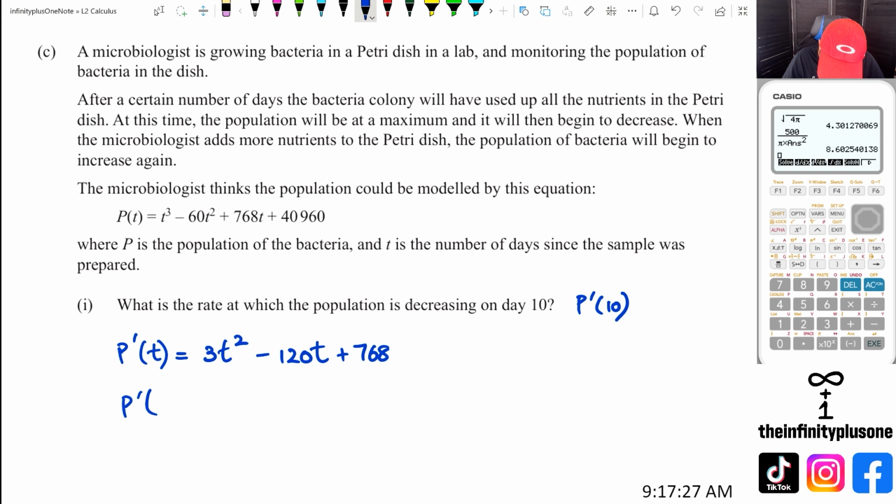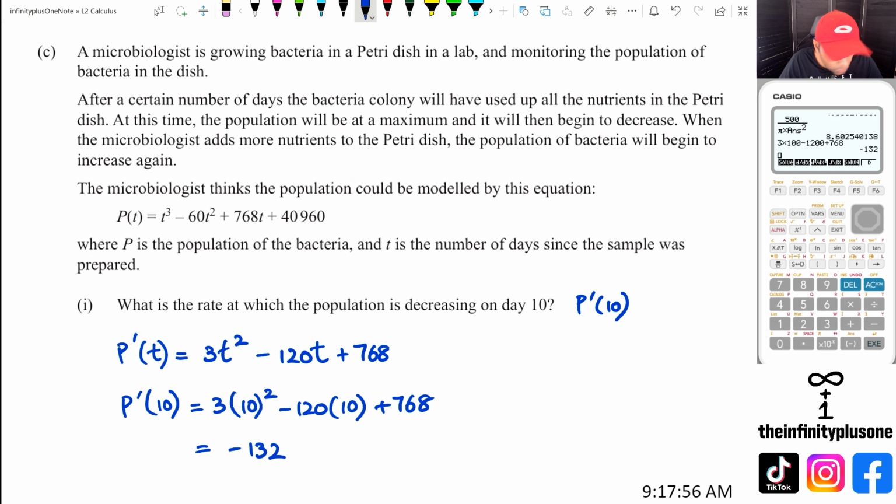So we got p dash of 10 equals 3 times 10 squared minus 120 times 10 plus 768. So putting this in the calculator, going to get 3 times 100 minus 120 times 10 plus 768. So we're actually getting minus 132. Basically, that just means that 132 bacteria per day is dying on day 10. All right. Now, grades-wise, this is actually worth an achieved. And then we shall go to the second part of this question.